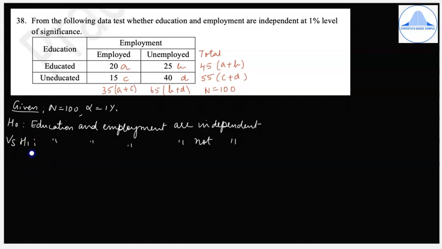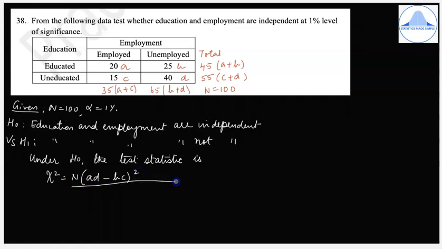Next, write under H naught the test statistic. Chi-square is equal to N into (AD minus BC) the whole square divided by the product of the totals, that is (A plus B) into (C plus D) into (A plus C) into (B plus D), which follows chi-square with 1 degree of freedom.